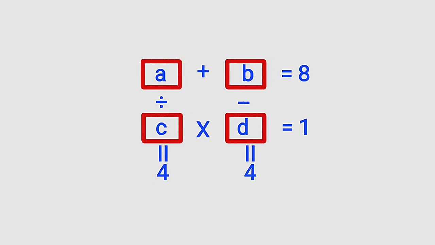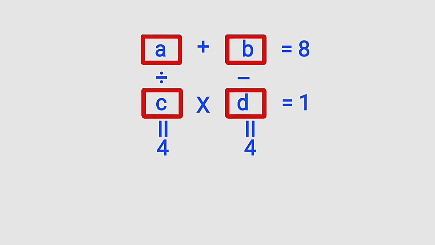Hello, good day viewers. In this tutorial, we are going to find a solution to this interesting system of equations. We want to find the values of a, b, c, and d that will satisfy the system: a plus b equal to 8, c multiplied by d equal to 1, a divided by c equal to 4, and b minus d equal to 4. Alright, let's form these equations.